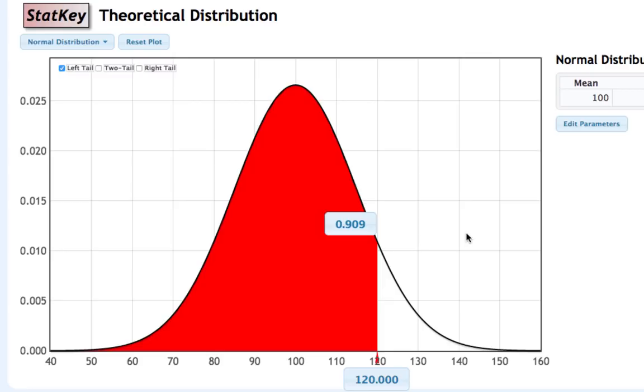The only downside to using StatKey compared to Minitab Express is that StatKey sometimes rounds, and in rounding, it's not going to be as precise as in Minitab Express, which gives you more decimal places. Let's go back to the PowerPoint slides now.